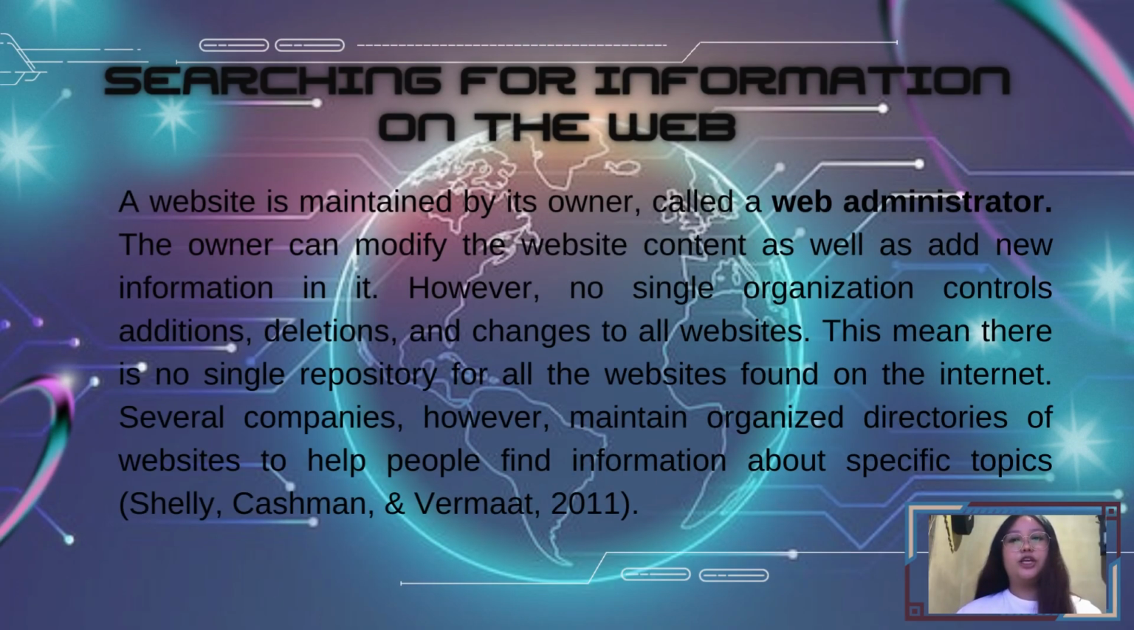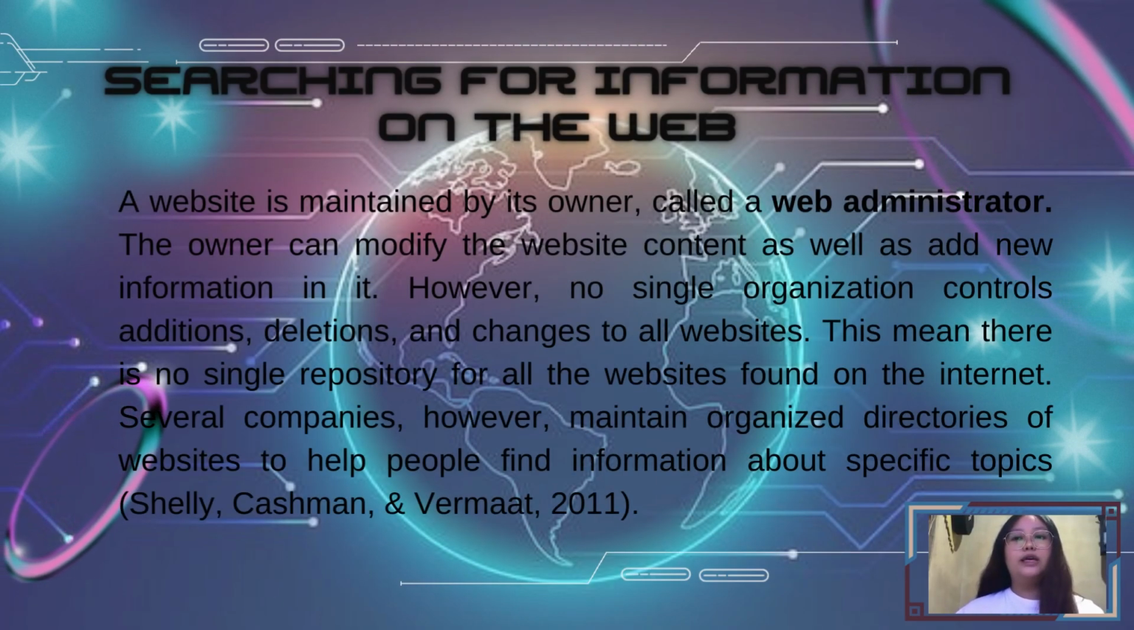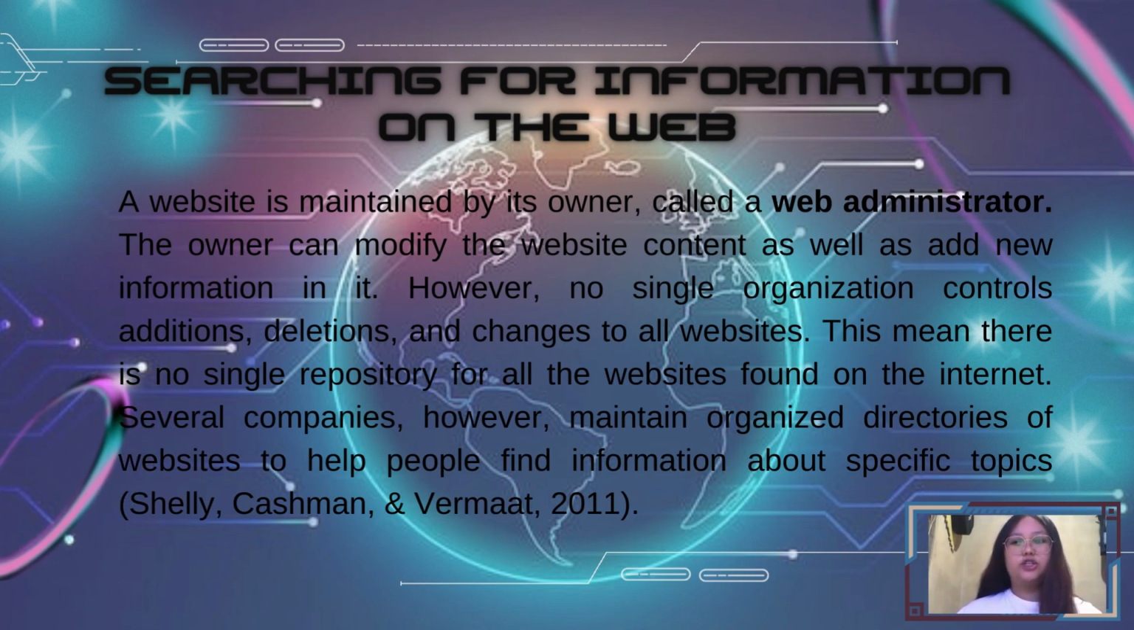Searching for information on the web. A web is maintained by its owner, called a web administrator. The owner can modify the website content as well as add new information in it. However, no single organization controls additions, deletions, and changes to all websites. This means there is no single repository for all the websites found on the internet.